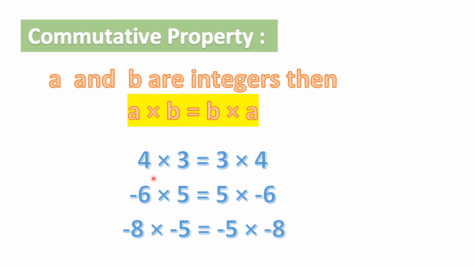So if I put -6 here also, if I put 5 here also, no problem. I'll get the same answer. So that is what this commutative property tells us. So look, I've taken another two integers, -6 and 5. When I multiply them, -6 into 5 and 5 into -6 also, both of these will give me the same answer, right? And next is -8 into -5, -5 into -8, both will again give me the same answer, right? So that is what commutative property is. Now let's look at further.